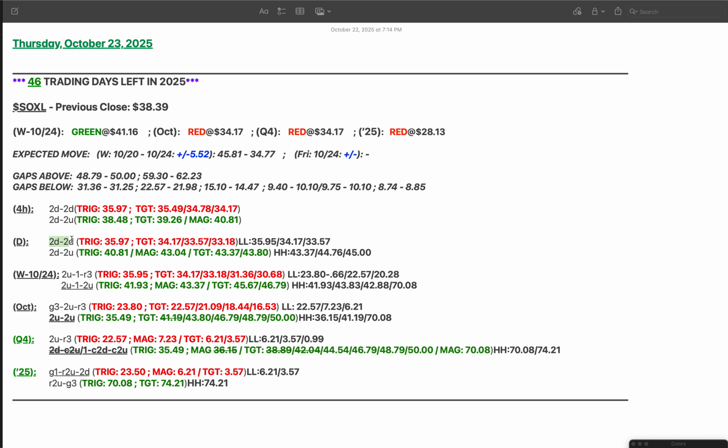On the day, if we go to the downside, we'll have a 2 down continuation, triggering at 35.97, targeting 34.17, extended targets of 33.57 and 33.18. If we get the price action to the upside, we get that 2 down, 2 up, triggering at 40.81.